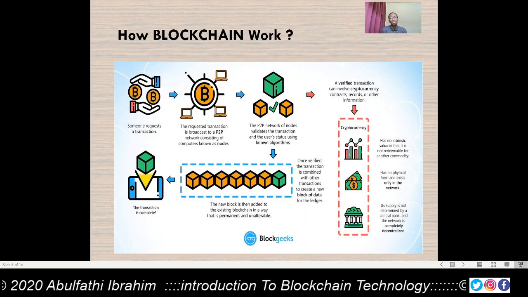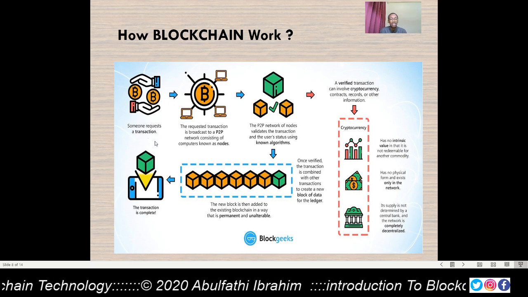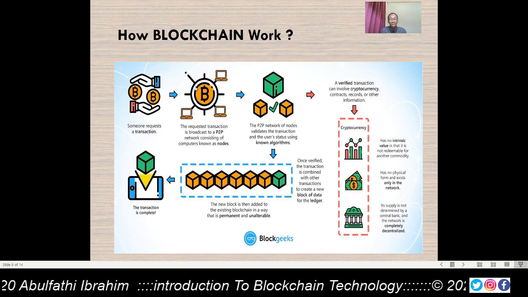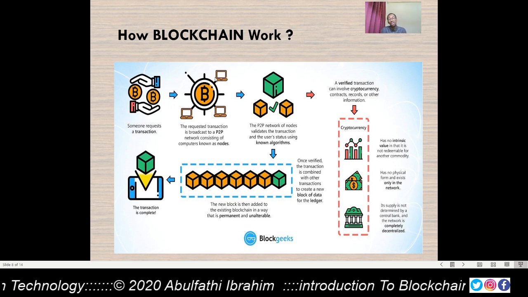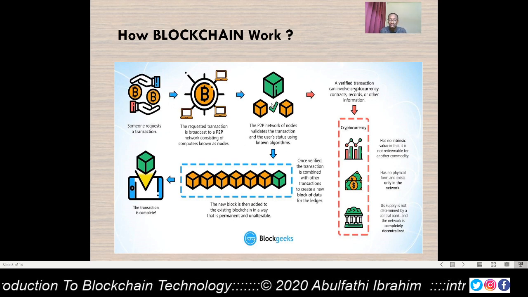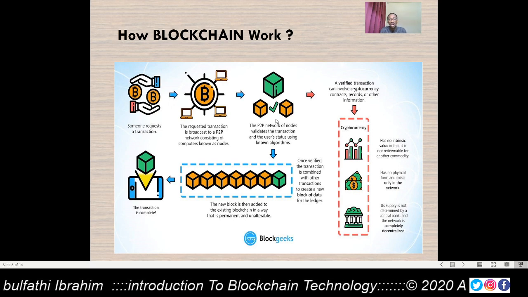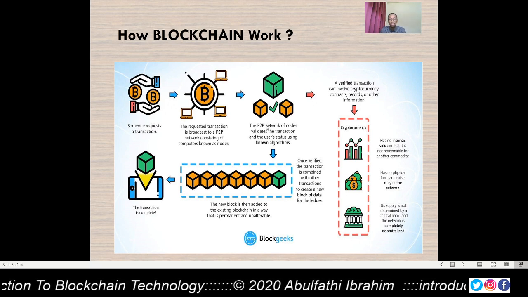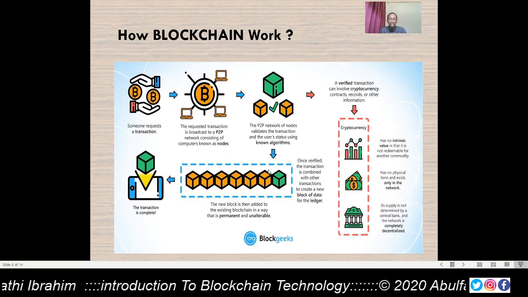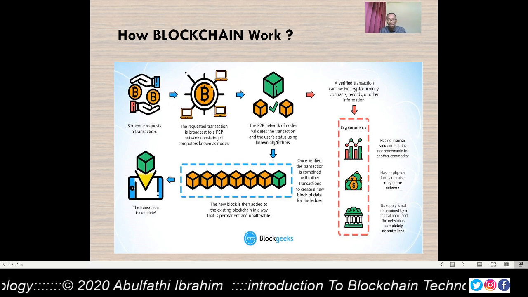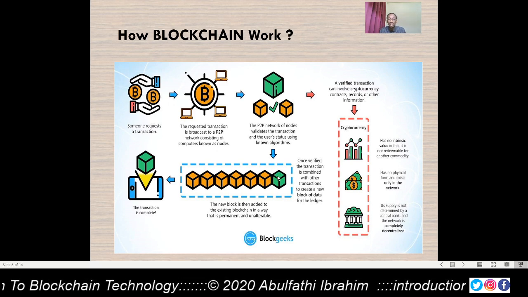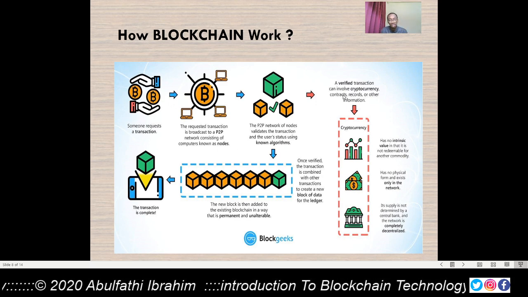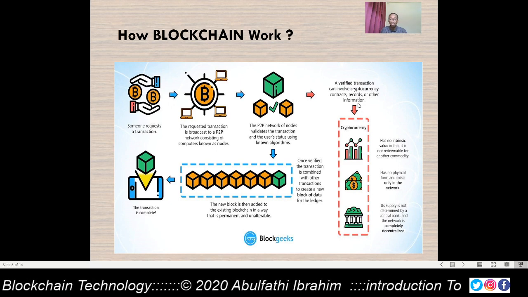So how does blockchain work? Assume someone requests a transaction. The transaction will be broadcast to the worldwide peer-to-peer network, called nodes. Then this transaction will be verified with some algorithms like a consensus algorithm, or any other algorithm, depending on the transaction. Assume here we have the block that is already authenticated and validated, then it will be added. Then the transaction is completed. But the transaction could be a smart contract, a record, or other information.